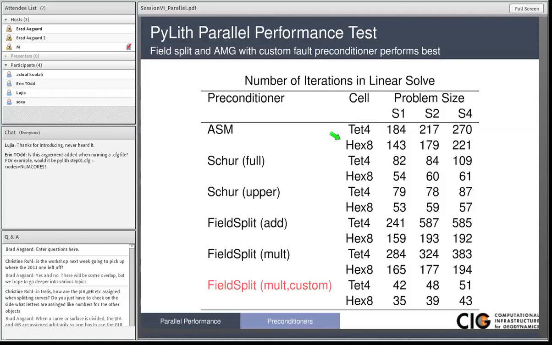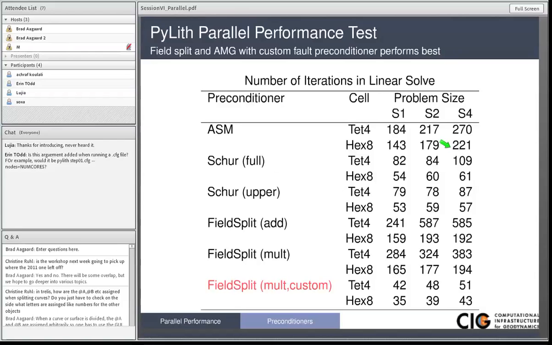Then as we increase the problem size, I think each of these is about a factor of 2 difference in the number of degrees of freedom. So you'll see that we go from 180 up to 270 iterations for convergence. These are all using the same tolerance. They're all solving the exact same problem in terms of what the boundary conditions were. Hex8 starts with a lower number, but ends up with about the same percentage increase.